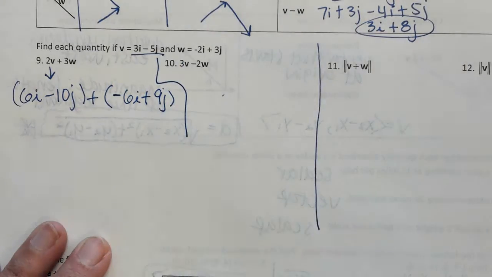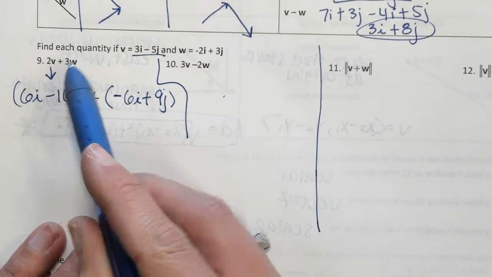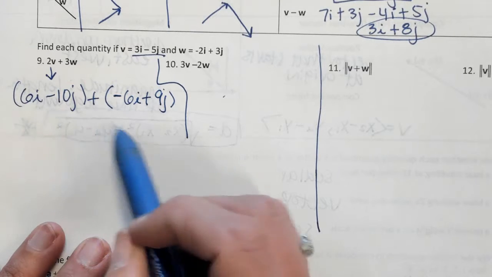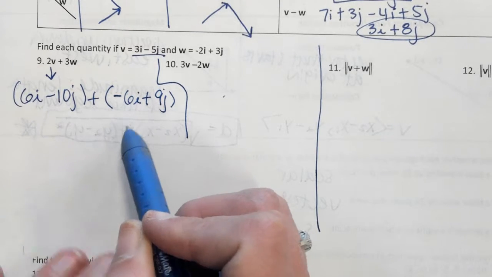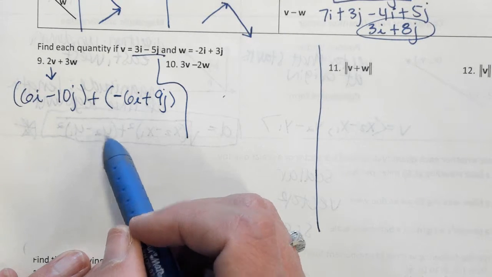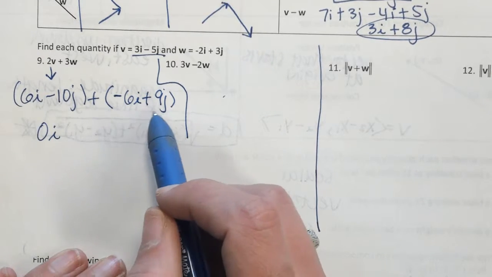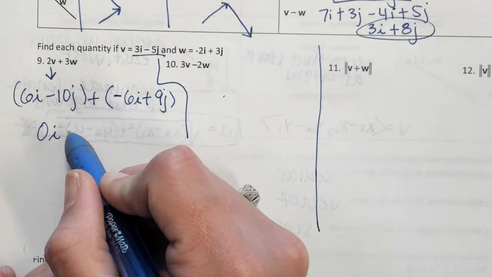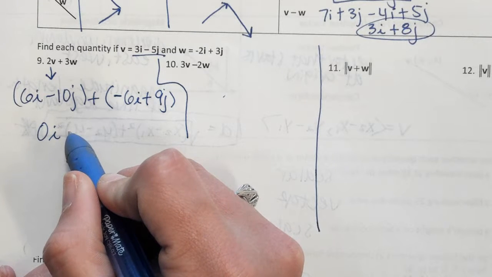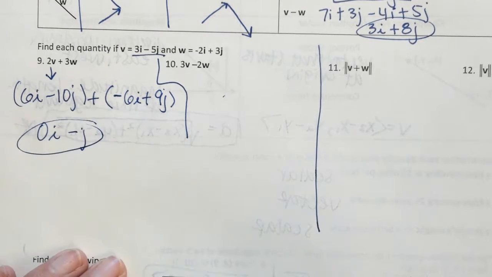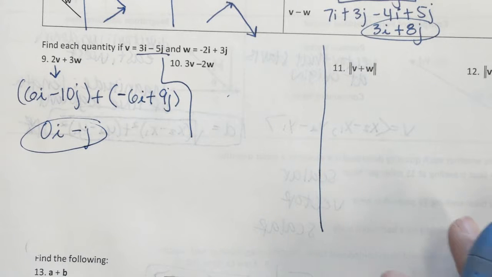Very good. And I'm adding these two. How do I know? Because there's an addition sign in between. So 6i plus negative 6i will be what? Good. 0i. And then what's negative 10j plus 9j? Just minus j. Good. That's it. Go ahead and do number 10 on your own.